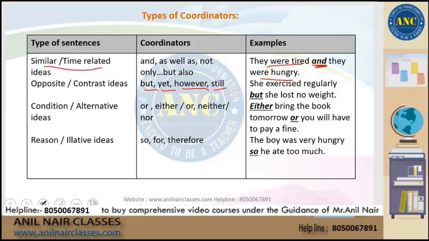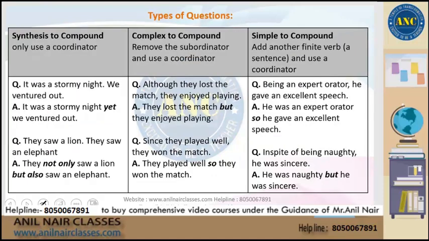She exercised regularly, but she lost no weight. For conditions or alternative ideas, you can use or, either or neither or. Either bring the book tomorrow or you will have to pay a fine. For reasons or relative ideas, you're trying to use so, for, therefore. The boy was very hungry, so he ate too much.